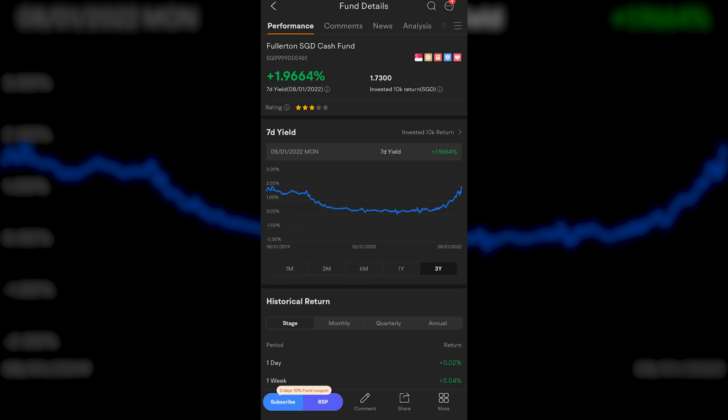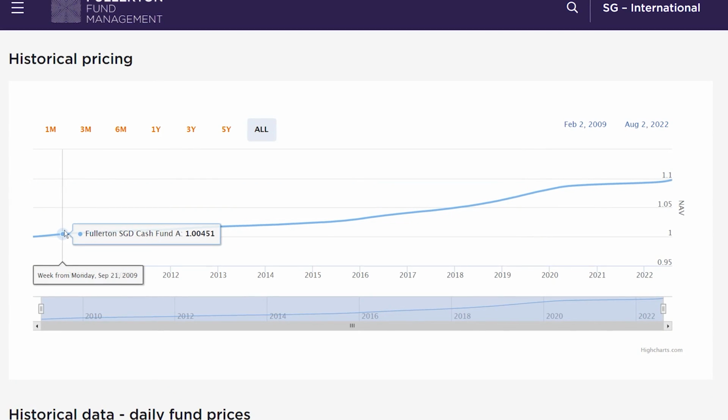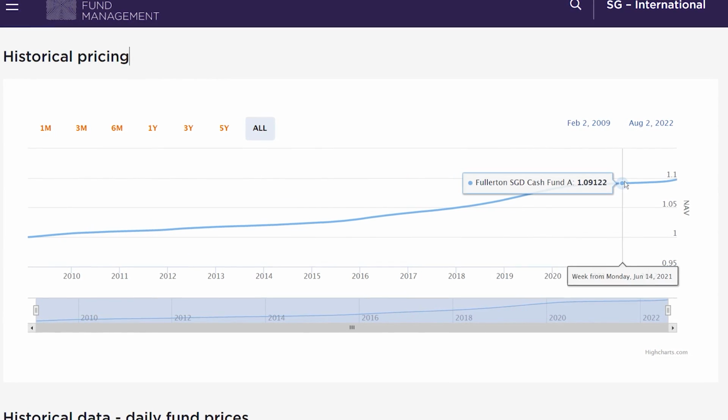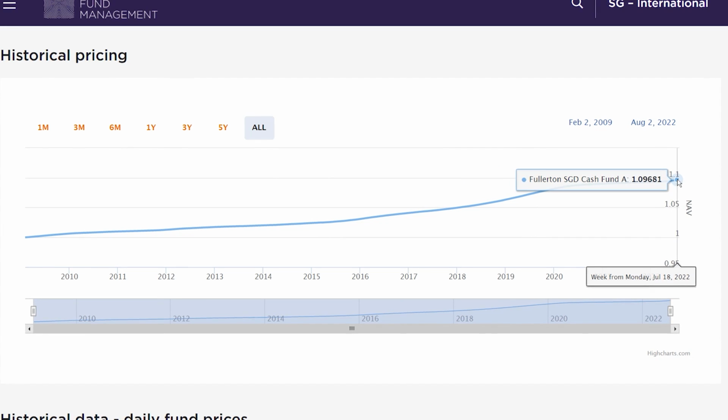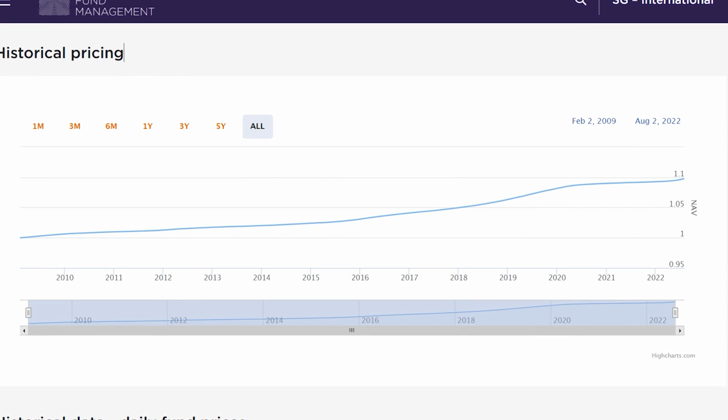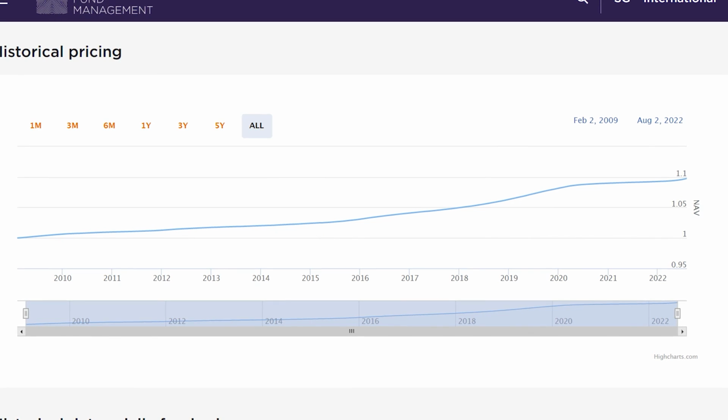If you look at the past performance, over the past 3 years, the yield can be as high as 2% or as low as 0.1%. But recently, the yield has gone back up to 2%, so that's nice. Then, if you check the historical pricing of this fund, since inception till now, it has only been going up, even when the market was crashing left and right in 2020 and 2022, because stonks.